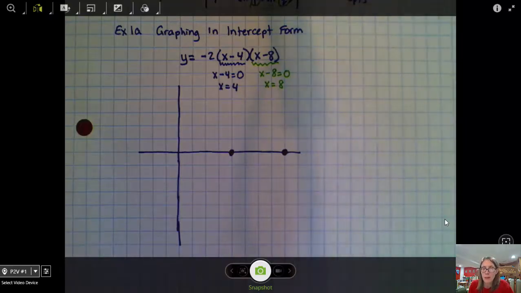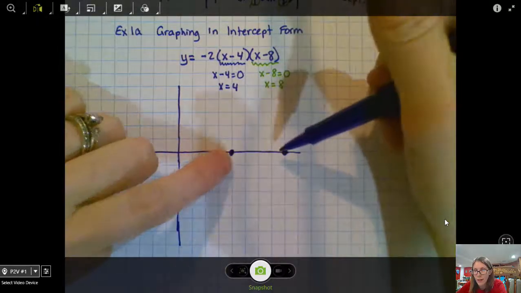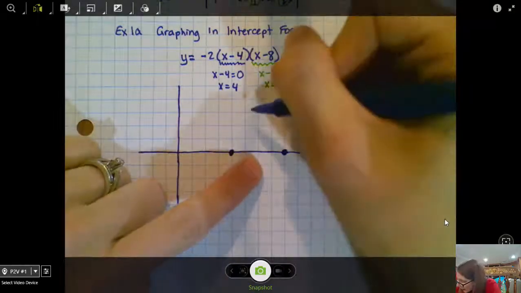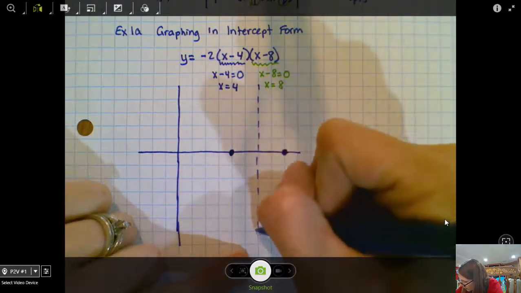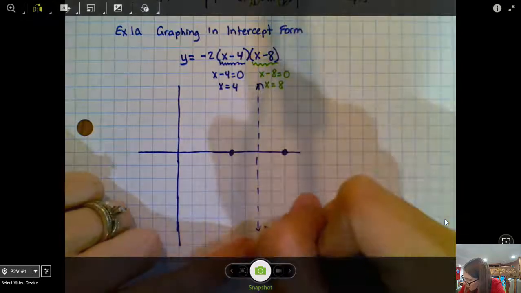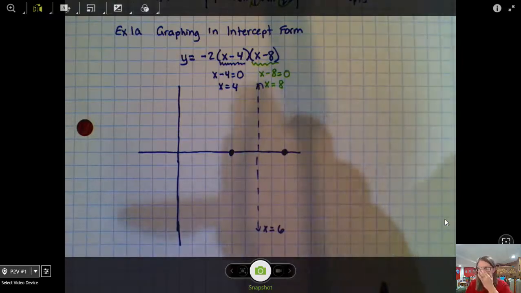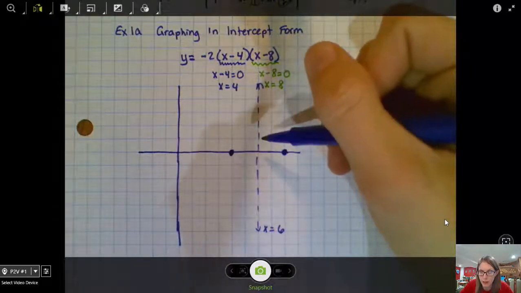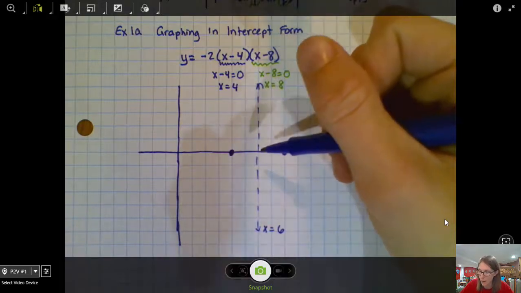Okay, remember that parabolas are symmetric, same on both sides. So if I have an x-intercept here and an x-intercept here, these two x-intercepts have to be the same distance away from my axis of symmetry, which means my axis of symmetry needs to be right here on the line x equals 6. Okay, my axis of symmetry has to be halfway in between, which tells us the x-coordinate of my vertex. The only thing I don't know is the y-coordinate of my vertex.